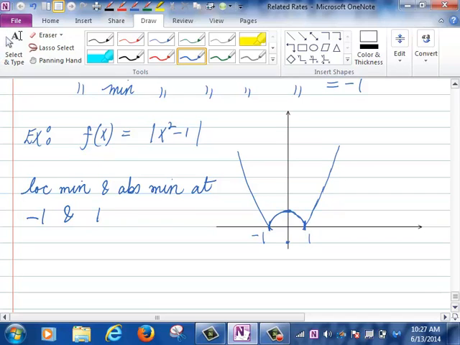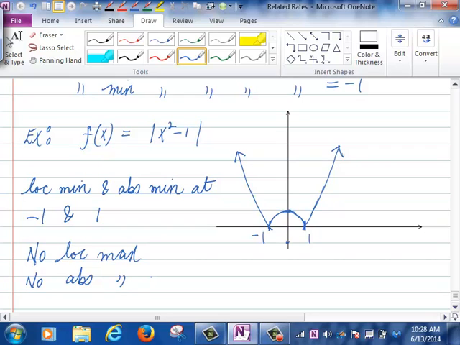At -1 and +1, I have the local min and the absolute minimum, and I don't have any local max or absolute max, right? If there isn't any local max, and no absolute max in this case, because the graph goes up forever. Is everybody okay with that?